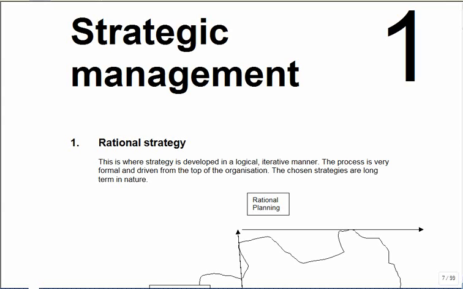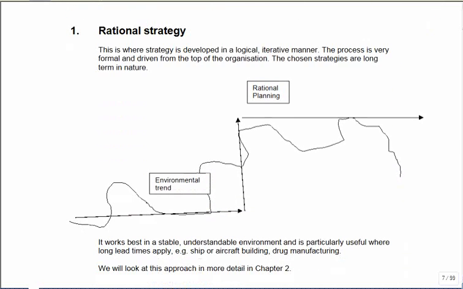The first of those is what's referred to as the rational strategy. And rational strategy is a very formalized strategy. It follows a very rational, logical, step-by-step approach, and it lays out exactly what we're going to do for fairly long periods of time. And you see from this little diagram, I've suggested that we've got what's actually happening in the environment, and that's my wiggly line running through here, and then I'm comparing that to what the strategy is actually giving us, the rational planning strategy, which are these chunks of straight line.